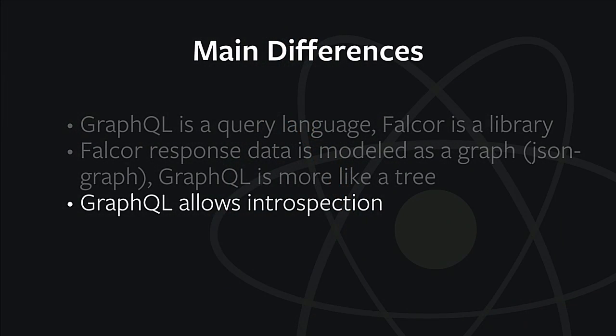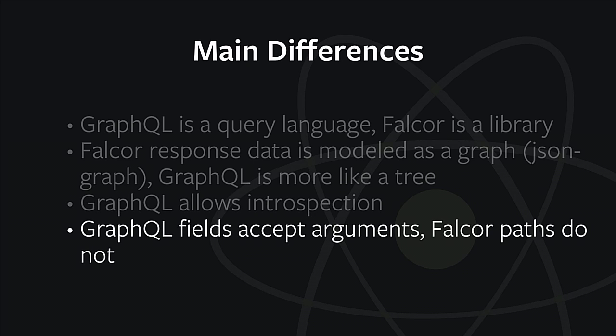One very powerful thing about GraphQL is that it allows introspection. And with introspection, we can have a lot of different things. We can have validation for free. And we can have a lot of other things that I will research later. Also, GraphQL fields accept arguments. Falcor paths do not. What does that mean? We can see a GraphQL field as a normal function. So we pass arguments to this function, and we can play with the content inside the function.